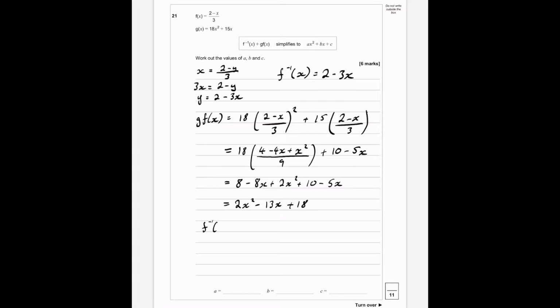Then the question wants us to write f inverse of x plus g of f of x together as a quadratic. So taking the two parts that we've calculated, we get 2 minus 3x from the f inverse of x, add the 2x squared minus 13x plus 18 from the g of f of x, and group those together, 2x squared minus 16x plus 20. We can see that a is 2, b is negative 16, and c is 20.